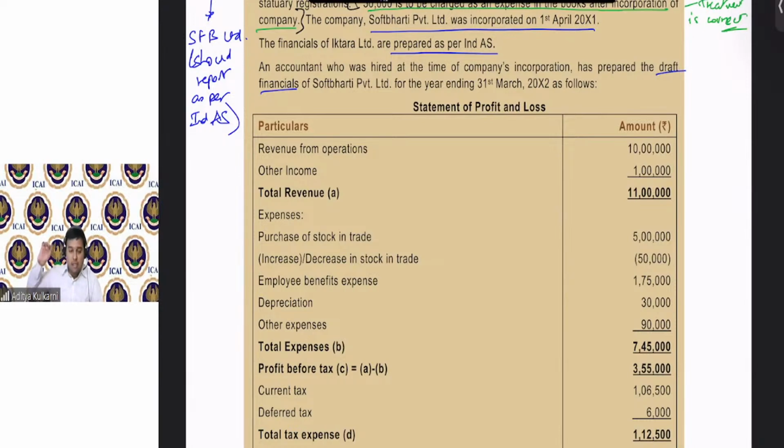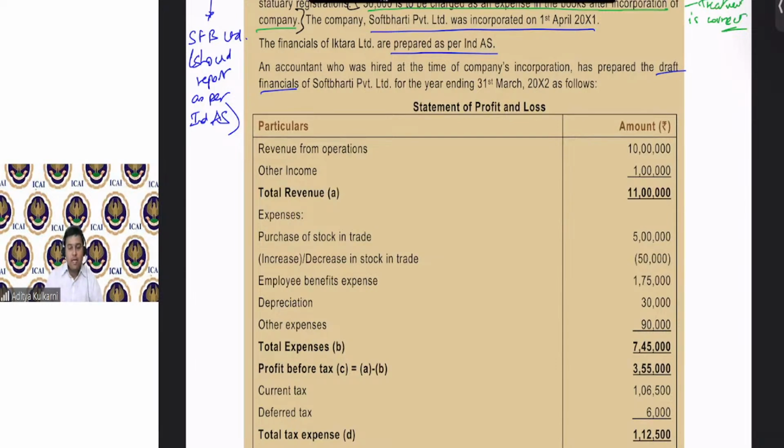आपको Ind AS separate financial statements के लिए भी follow करना पड़ेगा. You have to follow Ind AS for separate financial statements. There is no ifs and buts about it. Okay. Coming next. Are these financials as per Ind AS? Answer is no, they are not.